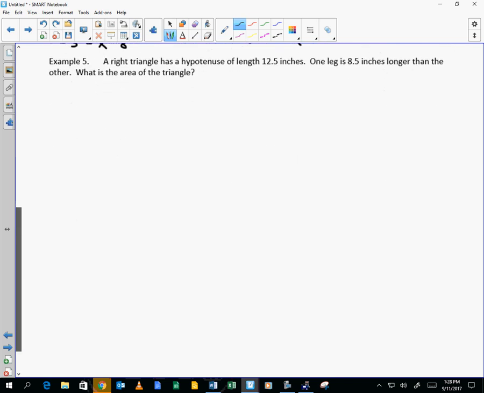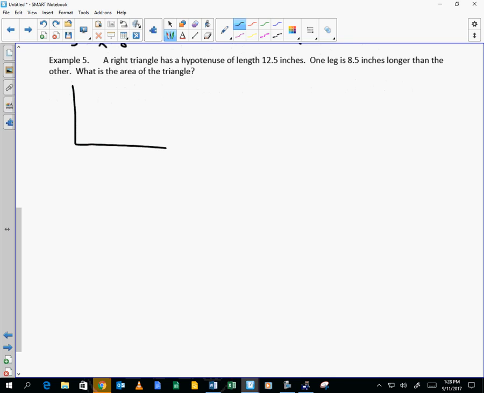All right. Right triangle has hypotenuse of length 12.5. One leg is 8.5 inches longer than the other. What is the area? Somebody help me out, please. Nice job, Natalie. Is everybody okay with that? Now what? Okay, so you want to do area is okay.